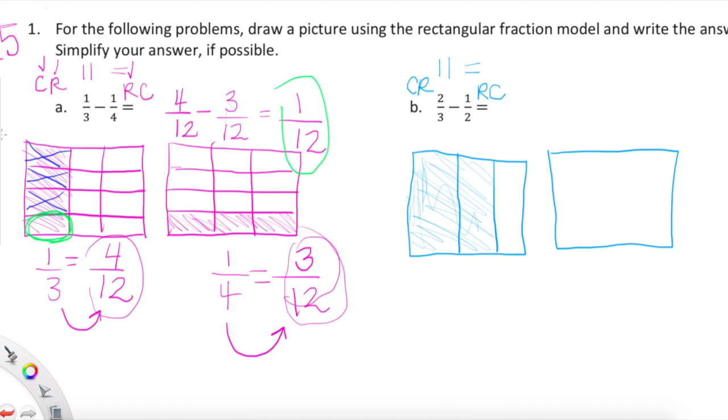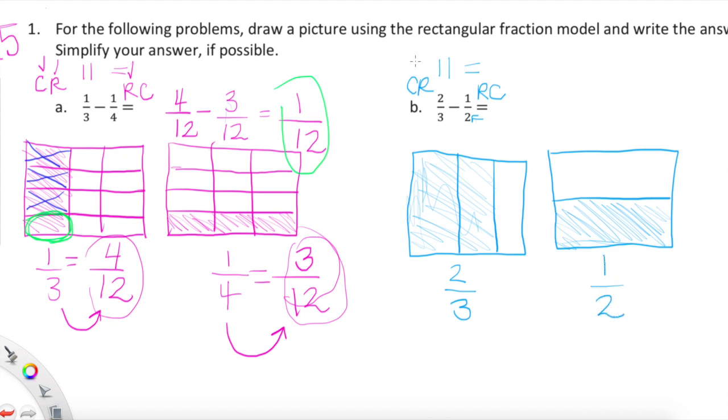And here we're going to show halves. We need 2 rows because our denominator is 2, 1, 2. And I'm going to shade 1 of our 2 rows because that fraction is 1/2. Cool. So here we have 2/3. And then here we have 1/2.